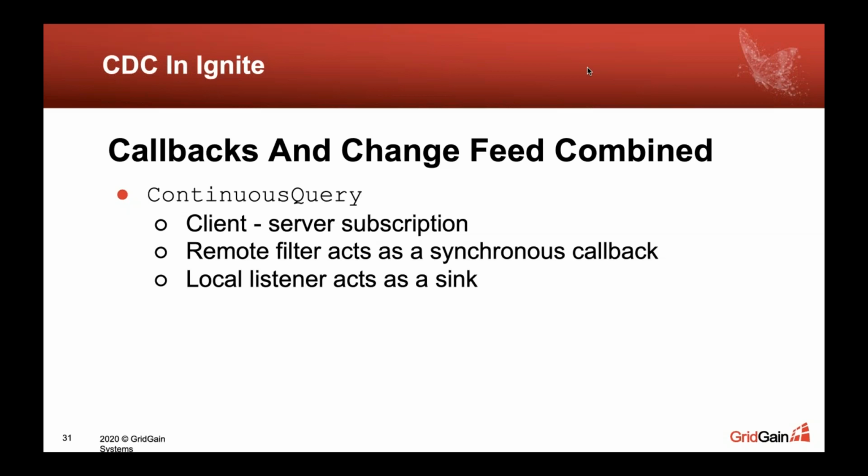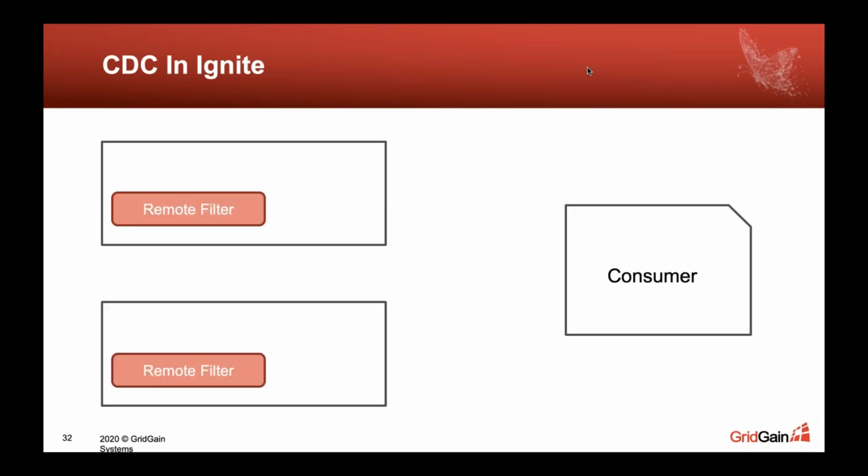The second part of the continuous query is called local listener, and the local listener is executed on a client or a node which actually executed the continuous query. That's why it's called local. So the local listener is always local to the node which has executed the continuous query.